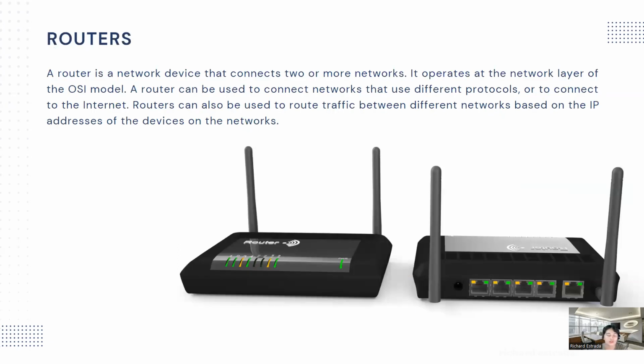We also have the routers. I think this one is very common, no? You guys have seen or have heard what a router is all about. This is a network device that connects two or more networks. It operates at the network layer of the OSI model, and a router can be used to connect networks that use different protocols or to connect to the internet. So routers can also be used to route traffic between different networks based on the IP addresses of the devices on the networks.